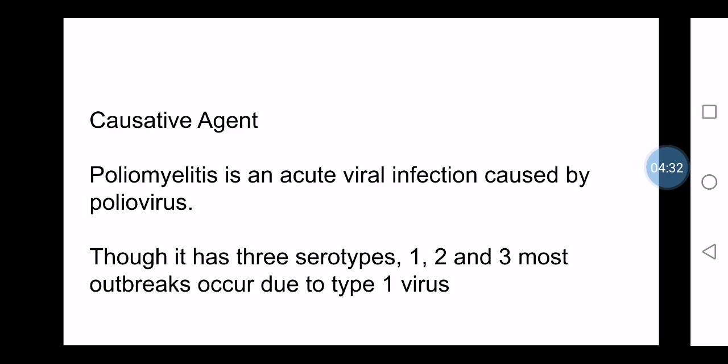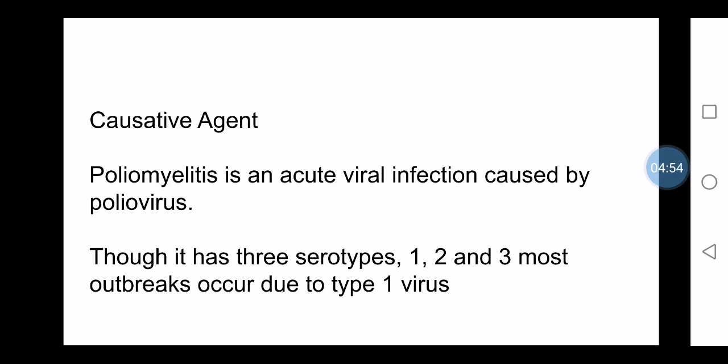So let us see about the causative agent. From here we have to mainly focus. We have seen poliomyelitis is a potentially deadly infection which really affects the alimentary tract, and later it will spread from person to person, and it will affect the brain and the spinal cord, even leading to paralysis. This much you should remember in the introductory part.